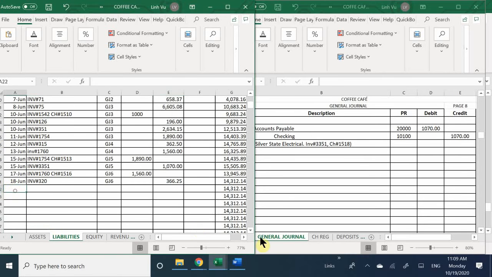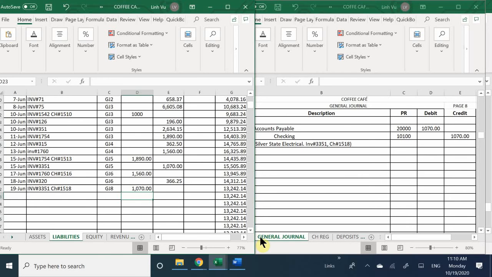All right. 619. What am I going to place here? Invoice number and the check number. Okay, so invoice number 3351. Check number 1518. And this is General Journal number 8. And I'm decreasing my liabilities by 1070.